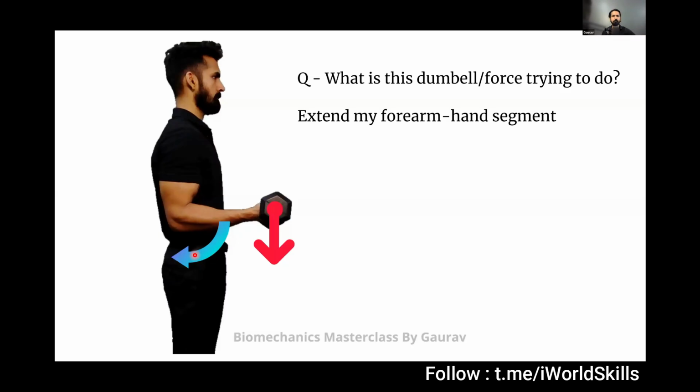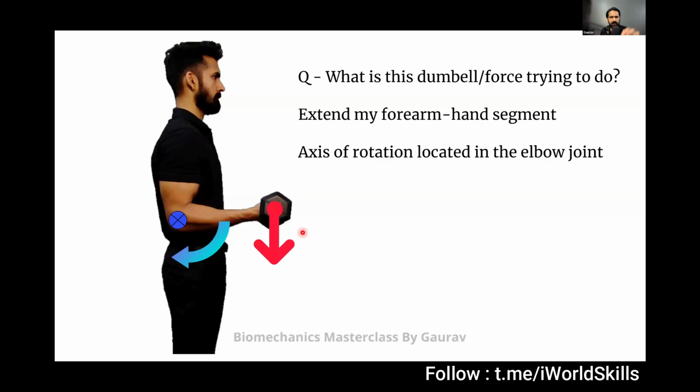Awesome. Great. Now, if this force is trying to rotate my forearm hand segment, there needs to be an axis of rotation. Where is that axis of rotation going to be? Let me know in the chat again. Awesome. All of you are correct. The axis of rotation is going to be at the elbow joint. And we are going to call it the elbow joint axis. This is your elbow joint axis.